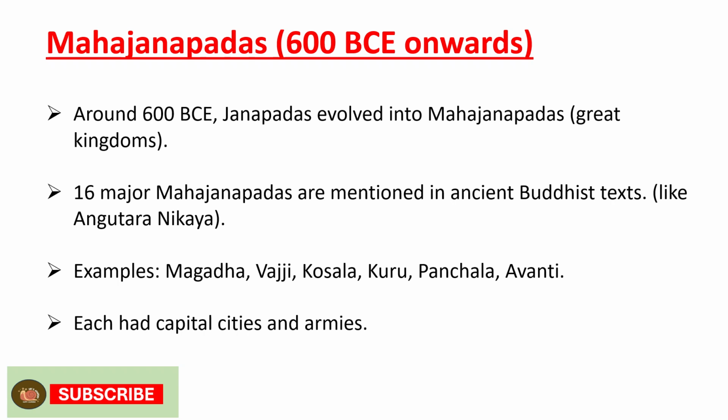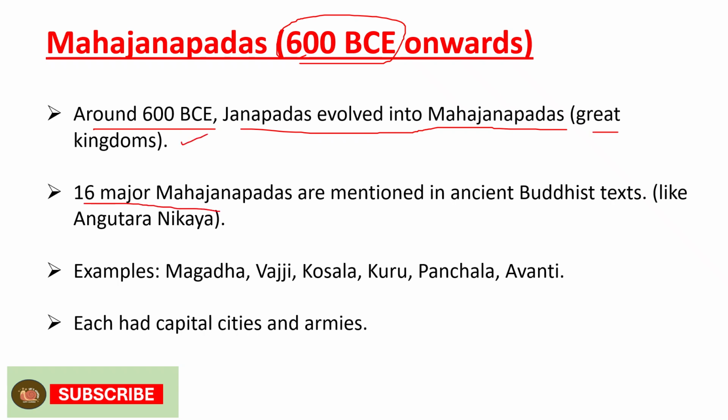This is about Mahajanapadas. In the last slide, we discussed Janapadas, and this is about Mahajanapadas. Maha means big, Janapadas means small kingdoms. They started to emerge around 600 BCE. Around 600 BCE, Janapadas evolved into Mahajanapadas, like great kingdoms.